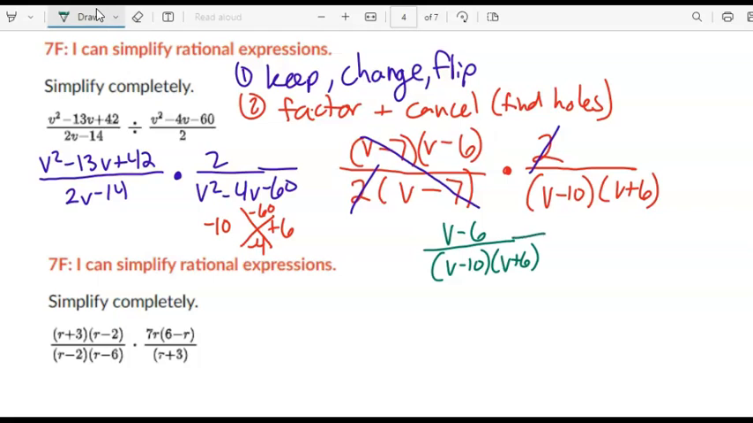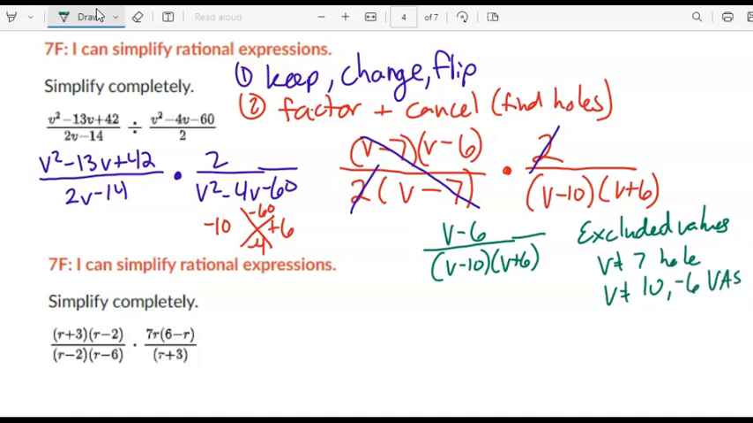So from here we have excluded values. v cannot equal 7, that's a hole. And then v cannot equal 10 or negative 6, those are vertical asymptotes.